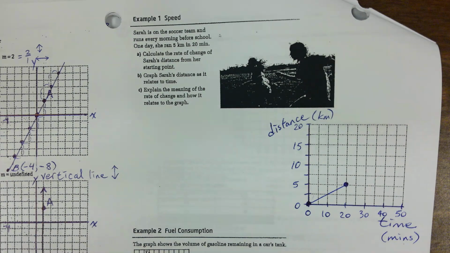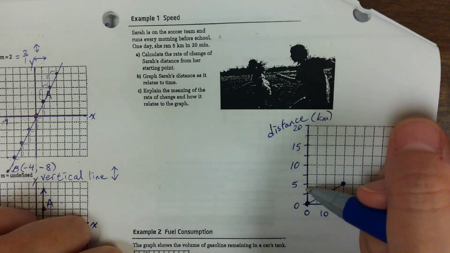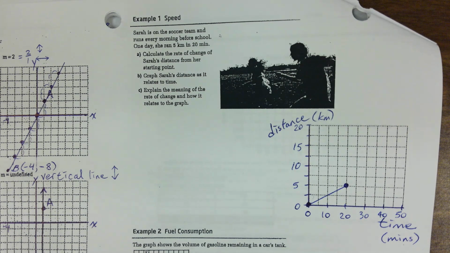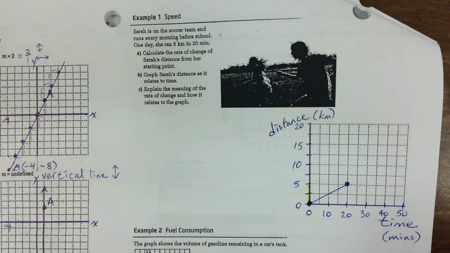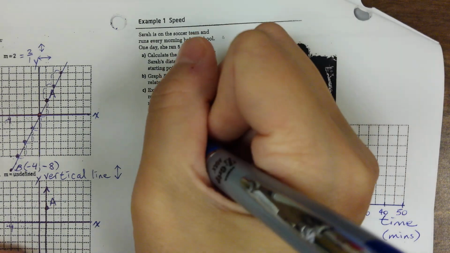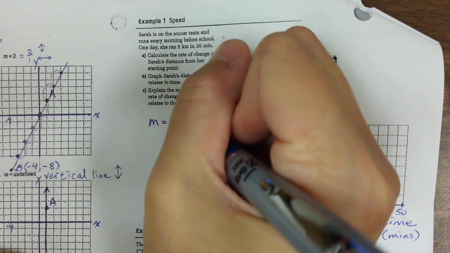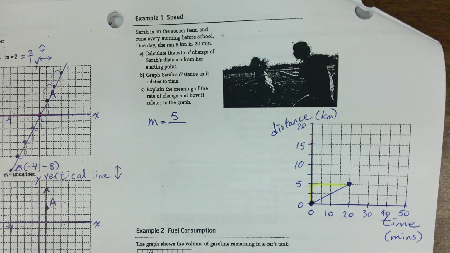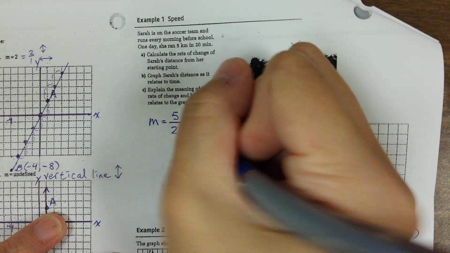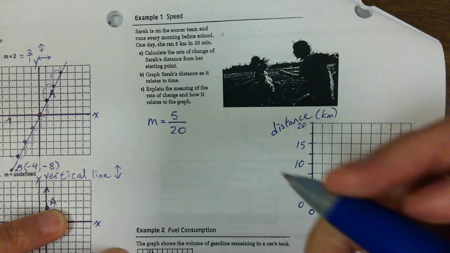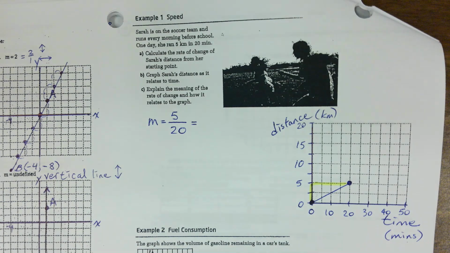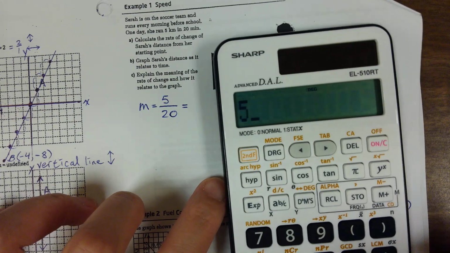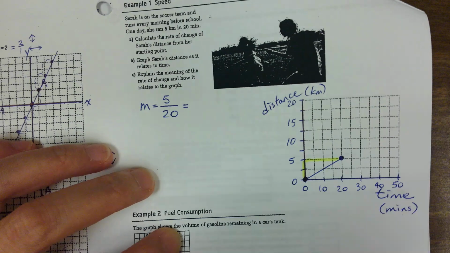It looks something like this. So looking at this, I can tell what is my rise and what is my run. So my rise, okay, is 5, and my run going across this way is 20. Okay, so my slope is 5 over 20, or I can write it as, when I divide it, 5 divided by 20, I get 0.25.